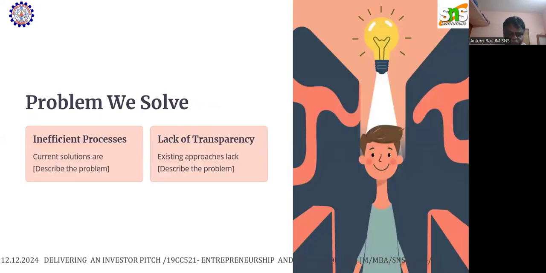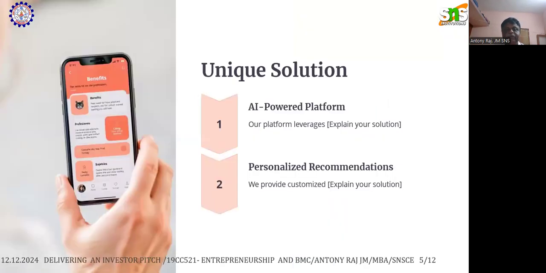And the next is what problems you're going to solve. One is the inefficiency problem. We can talk about the current solutions or the pain points, the problems which you're going to solve, and also the lack of transparency. You can talk about existing approaches that lack transparency, and describe that problem as well. This is a very important slide where you really put the problems in, which is going to be very keenly looked at by the investors. This is the crux of the entire presentation.